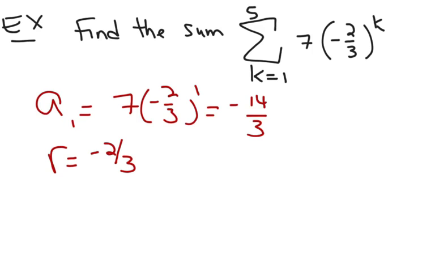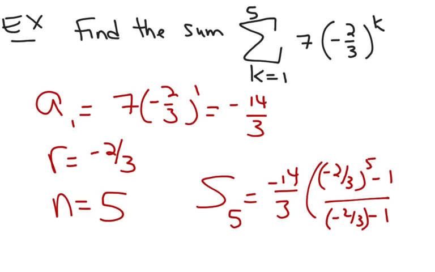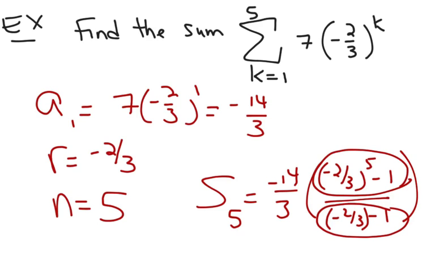So if we want to find the sum of these terms, there are 5 terms. Terms 1, 2, 3, 4, and 5. So the sum of the first 5 terms is the first term times the common ratio raised to the nth power minus 1 over the common ratio minus 1. And again, in order to do this in my calculator, I would evaluate this, divide it by this, then multiply it by the negative 14/3. Hit math, enter, enter. You'll find out it's negative 770/243.